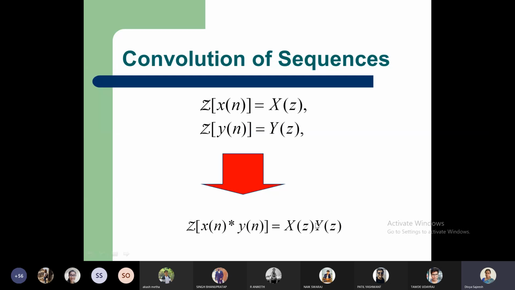So the Z transform will make the convolution process easier in the Z plane. You have to just do the multiplication of the Z transform of x of z and y of z.